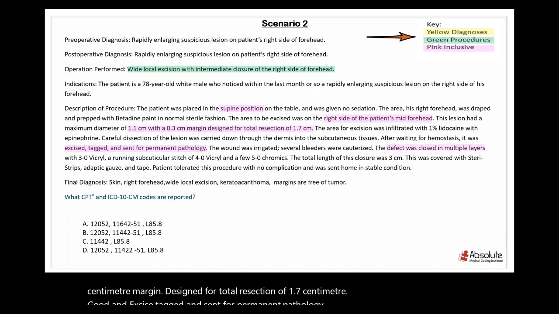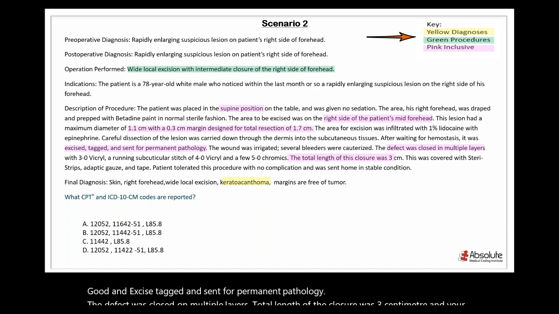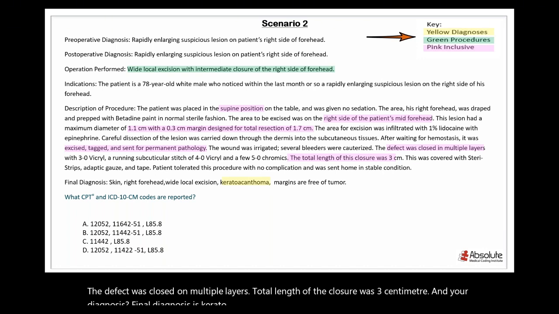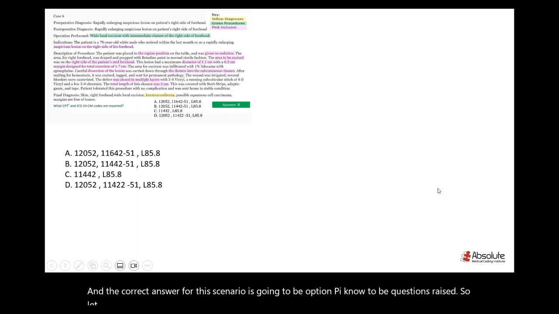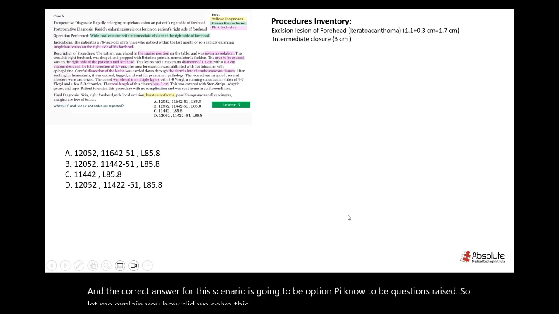The defect was closed in multiple layers. Total length of the closure was 3 centimeter. And your final diagnosis is keratoacanthoma. And the correct answer for this scenario is going to be option B. I know there will be questions raised, so let me explain how we solved this scenario. Okay, how did we get to option B as the correct answer?